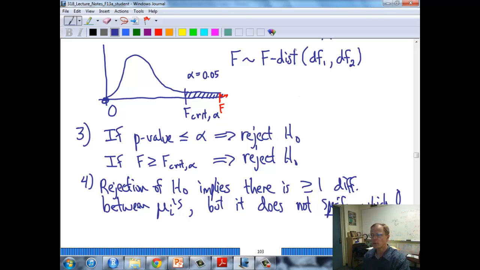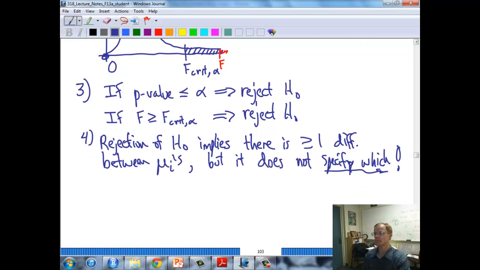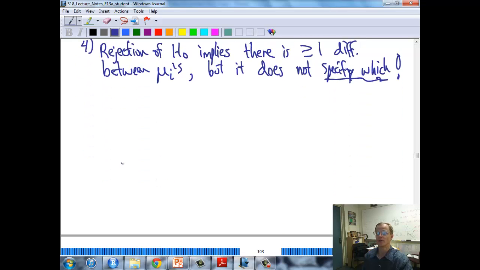Now, what's going on with this F? How do we compute this? Let's go into that a little bit here. Okay, so here's the idea. We're going to collect our data, and if you do a calculation, let's just suppose this gives us our x bar, and that'll be our grand mean. So grand mean, that's the mean of all the data.